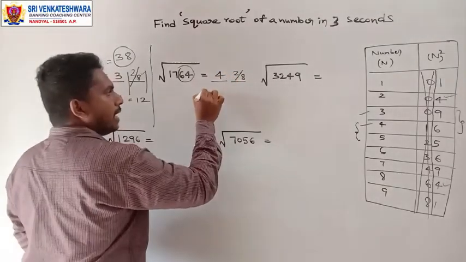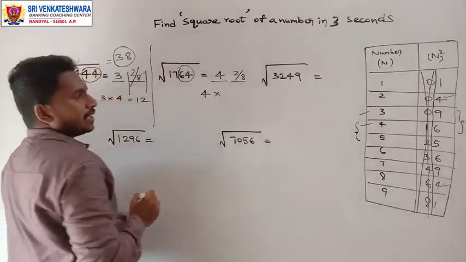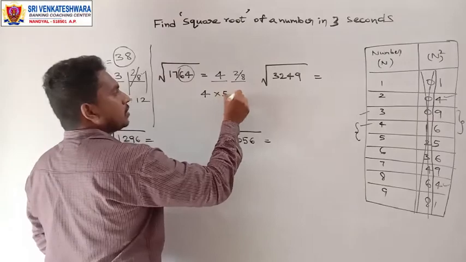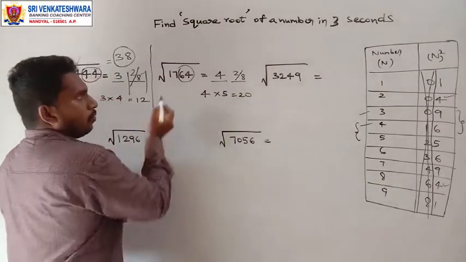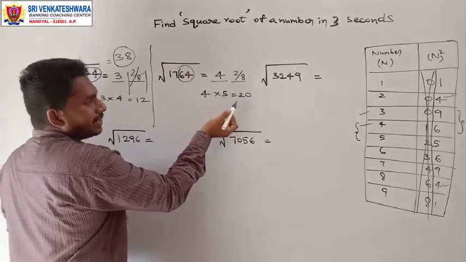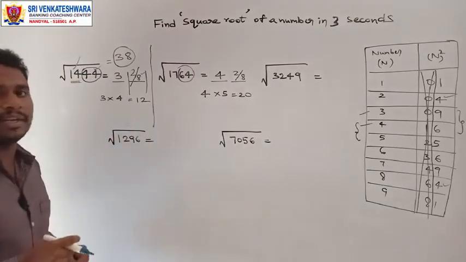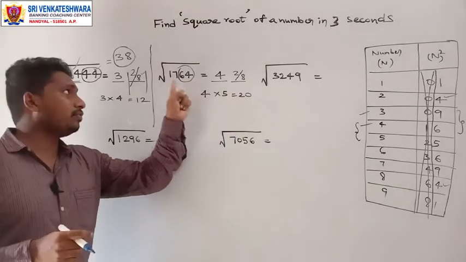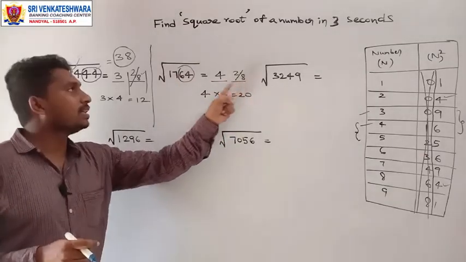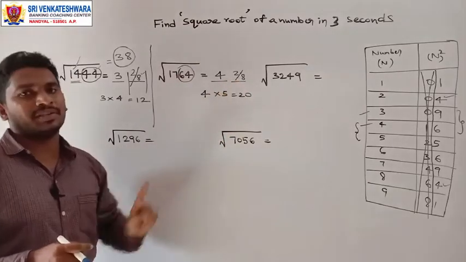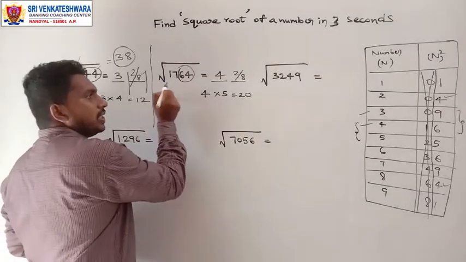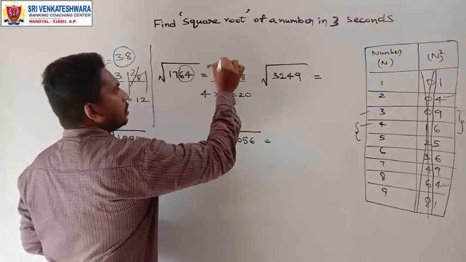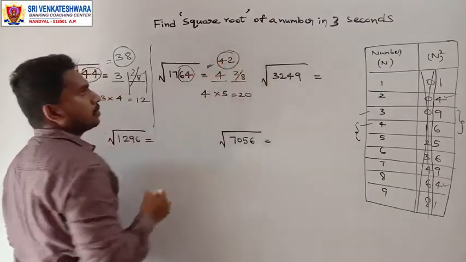Now you have to multiply the 4 with the next number. What comes next to 4? That is 5, right? So that is 20. Whether 17 is less than 20 or greater than 20? Less, right? If this is more, you have to take the greater. If this is less, you have to take the lesser value. So as this is less than 20, you have to take the lesser value. So this will be 42.